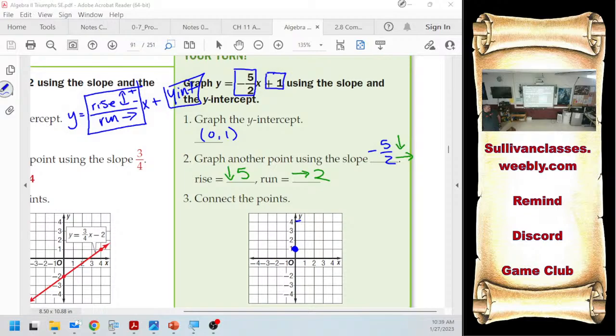Okay. Sounds good. From this point, I'm going to go down 1, 2, 3, 4, 5, right 2. Now, I am able to reverse that. If I went down and right, I can also say up and left. From this point, I'll go up 5, left 2. I'm a little bit off-road, but I can see where it's going to be.